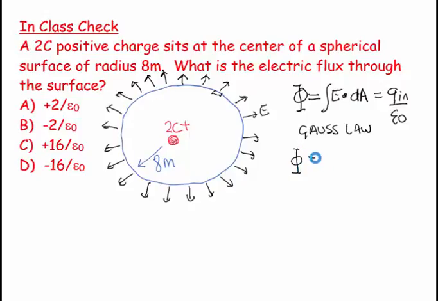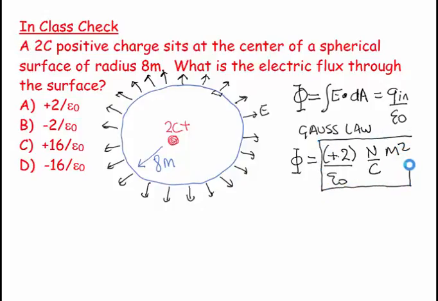It's just basically the flux is equal to Q in, and Q in is going to be plus 2, because it's plus 2 coulombs, over epsilon naught. And if I wished, I could say, okay, that's going to be my flux, and looking up here, I would see that it is in newtons per coulomb multiplied by meters squared, same as usual. And there's my answer, which is A. But let's say I want to go a little bit further than that.